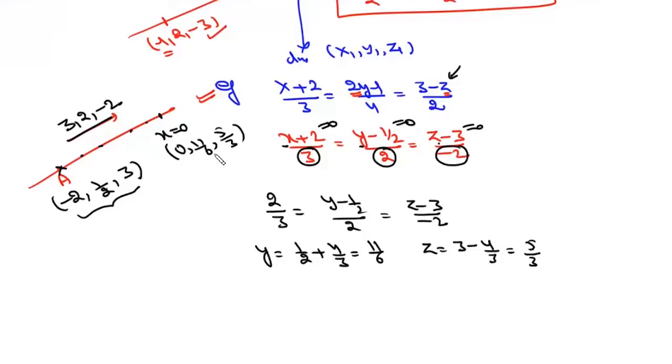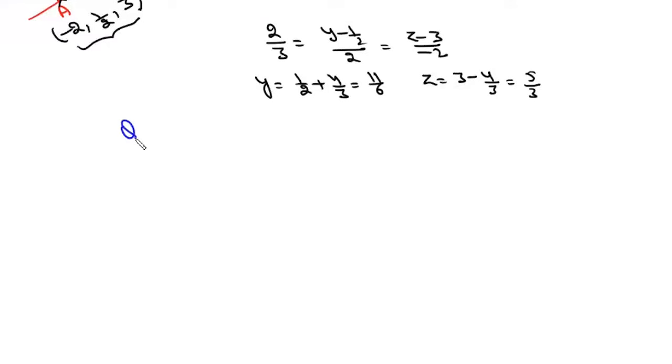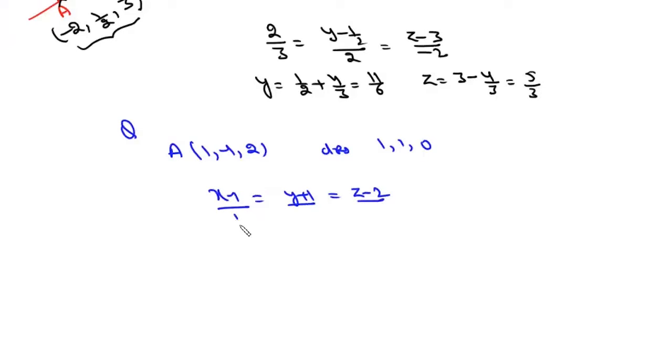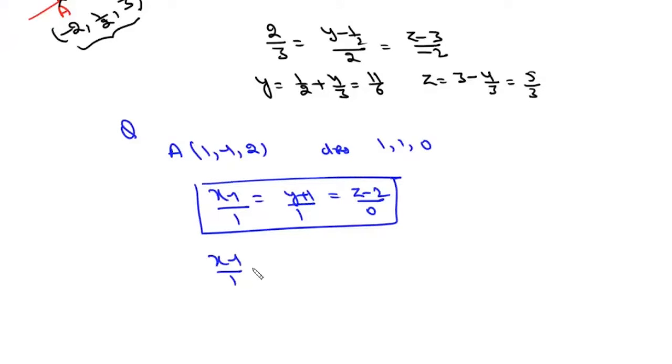Now let us take another question, in which we find the equation of a straight line which passes through the point 1, minus 1, 2 and whose direction ratios are 1, 1 and 0. Now we can write this equation as x minus 1, y plus 1, z minus 2 upon 1, 1 and 0. So this is the equation of this line, and we can also write this equation as x minus 1 upon 1 equals y plus 1 upon 1, and here we can write this as z equals 2.